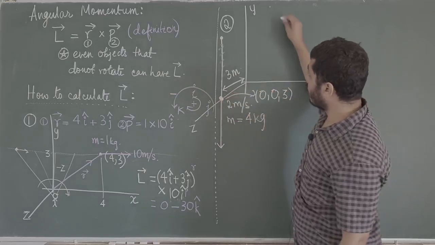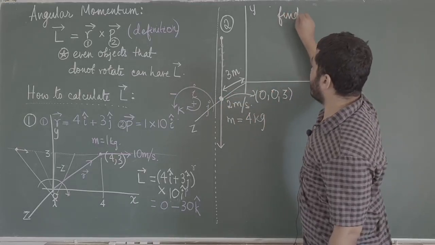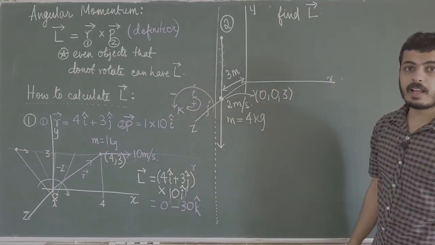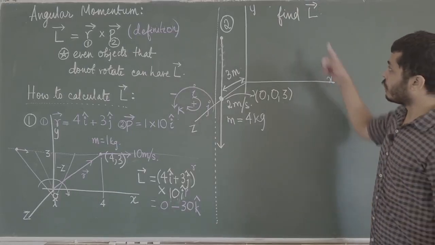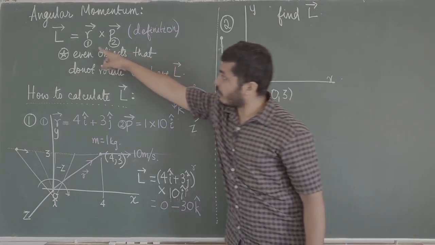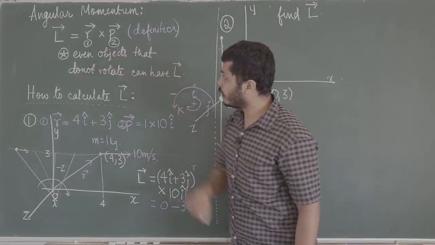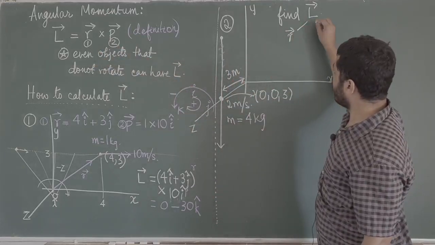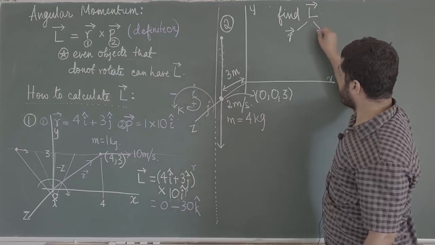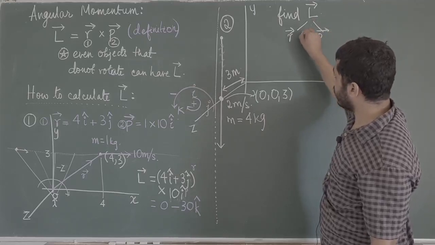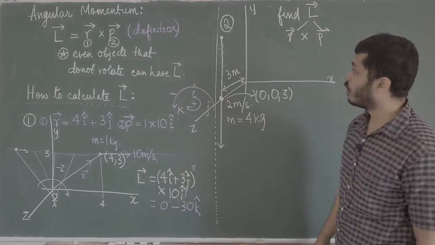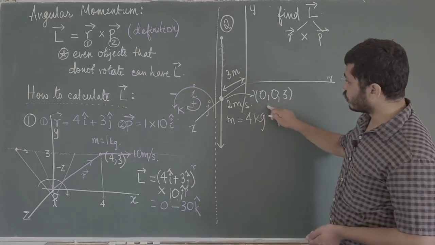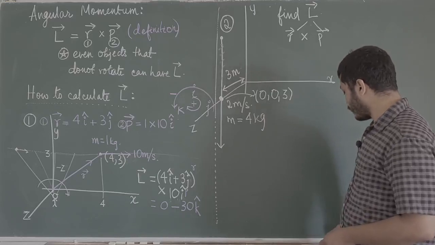I want you to find out the value of L vector. What is L vector? How would you do this? To find out L, you require two things. You require R and you require P. So to find out L, you will require R vector. You will also require P vector. And once you find out both of these vectors, you can take the cross product. So what is R vector? R is basically the position of this point. So that point is at 0, 0, 3.